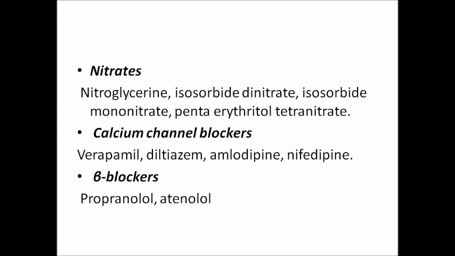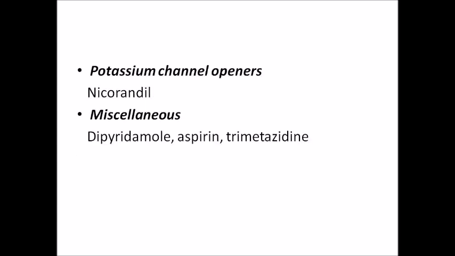Again, calcium channel blockers like verapamil, diltiazem or amlodipine or nifedipine. Beta blockers like propranolol, atenolol can also be used as anti-angina drugs. A new group of drugs may be potassium channel openers. Even potassium channel opening can lead to efflux of potassium and hyperpolarization, leading to a relaxation of the vascular smooth muscles. So it acts as an arteriolar dilator basically. Example is nicorandil. So potassium channel opener nicorandil can be used as an anti-angina drug. And miscellaneous drugs that can be used are dipyridamole, aspirin and trimetazidine.